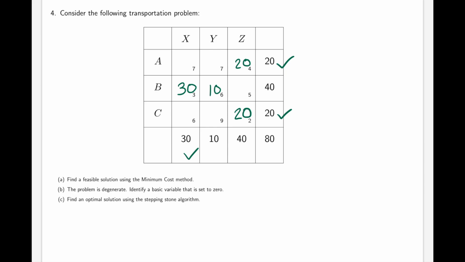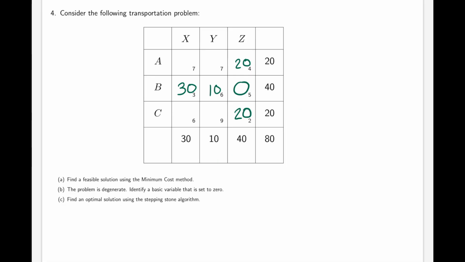So we have to tick just one of those off, and as we've ticked 2 rows off and only 1 column, we will tick the column off. That should leave 1 column and 1 row unticked, even though they are satisfied. Where those meet, that is where we will put our 0. And what does that mean? That means the route BZ is a basic variable, but it will be set to 0.